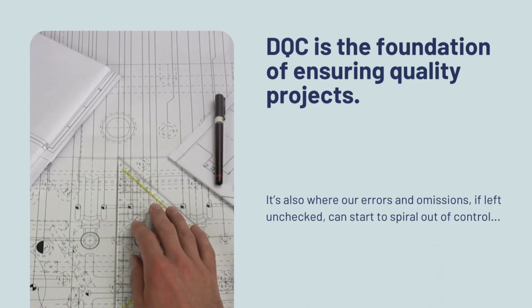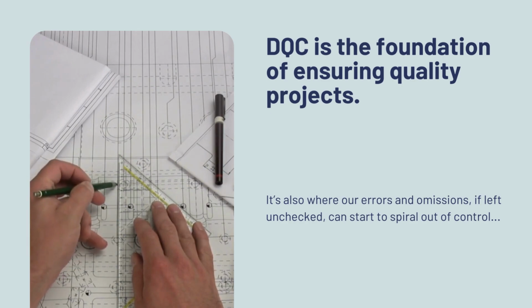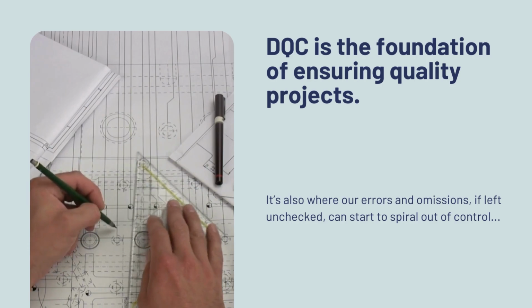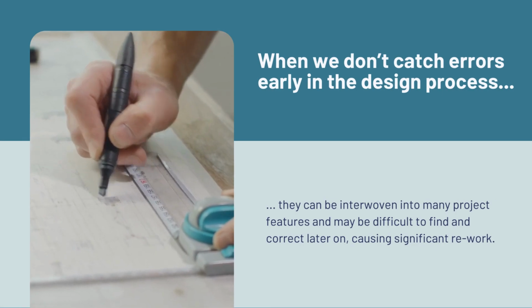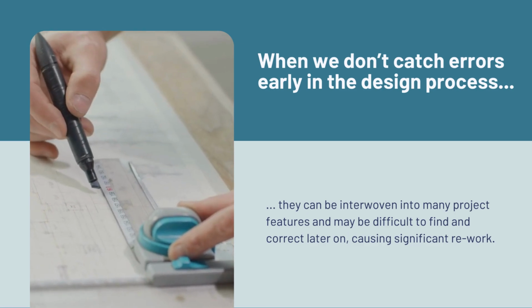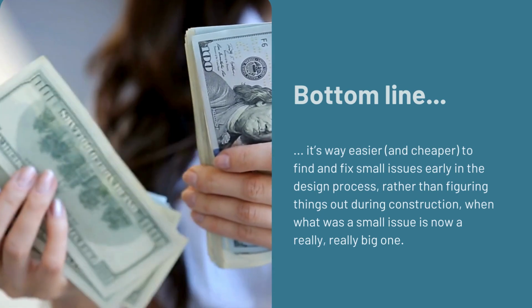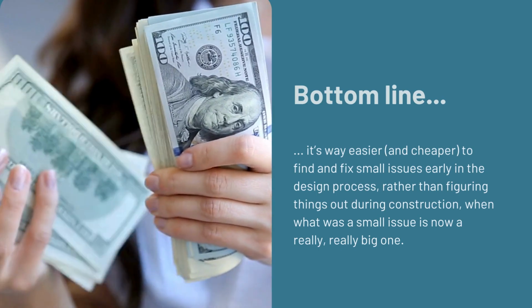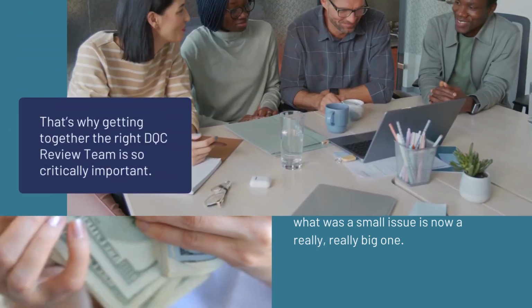As we all know, district quality control is the foundation of ensuring quality projects. It's also where our errors and omissions, if left unchecked, can start to spiral out of control. When we don't catch errors early in the design process, they can be interwoven into many project features and may be difficult to find and correct later on, causing significant rework. Bottom line, it's way easier and cheaper to find and fix small issues early in the design process rather than figuring things out during construction, when what was a small issue is now a really big one.